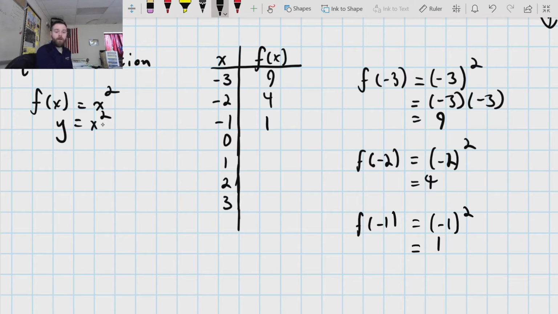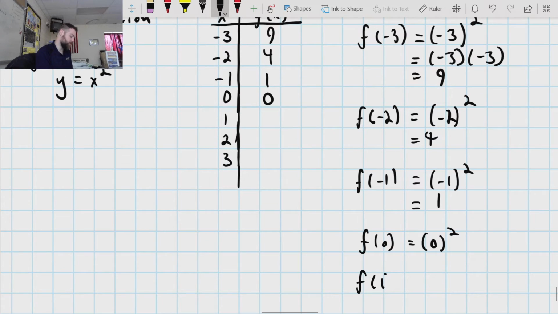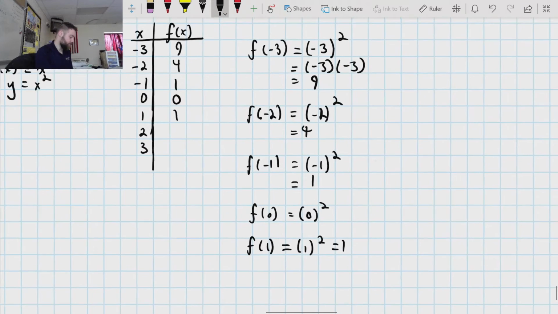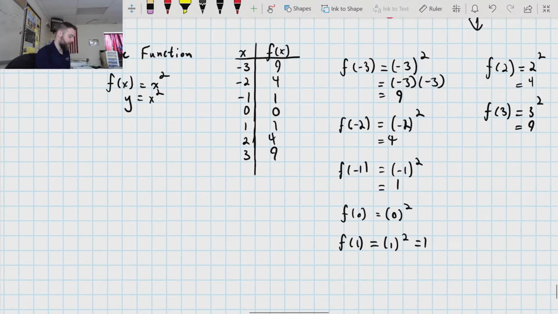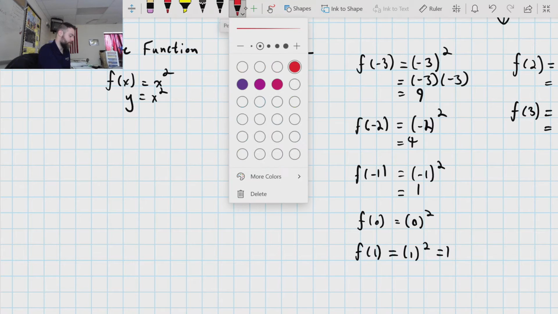And then if I plug in 0 for x, I get back 0 squared. And then if I plug in 1, I get back 1 squared, which is just 1. And if I plug in 2, I get back 2 squared, which is 4. And then again, if I plug in 3, I get back 3 squared, which is 9. So, as I'm going with the colors of the rainbow, I'm going to start with orange next.